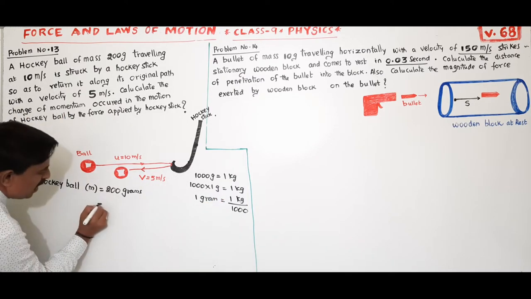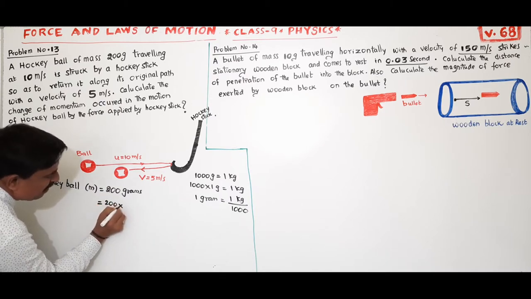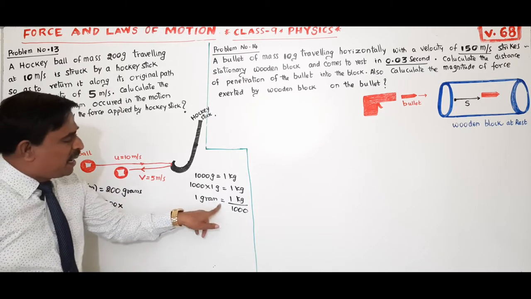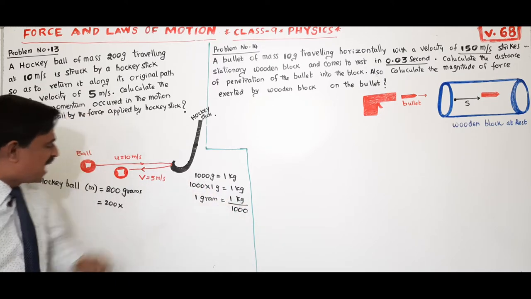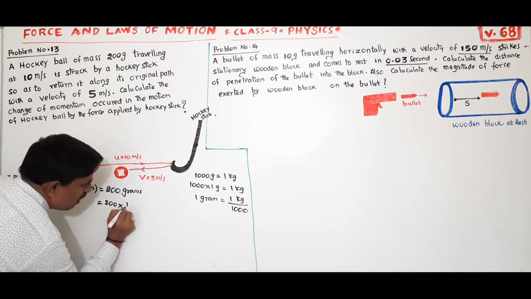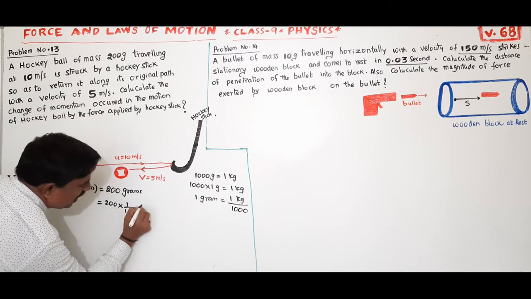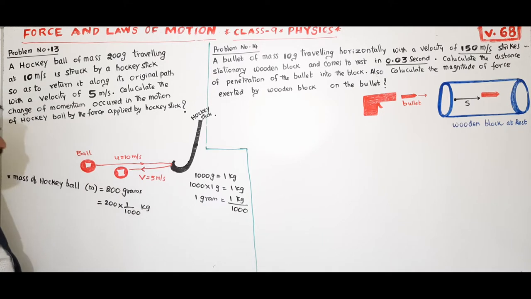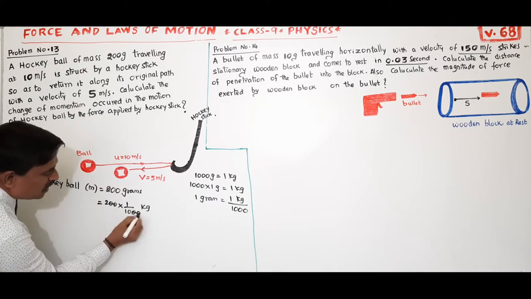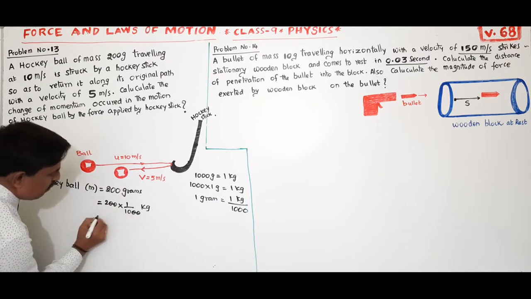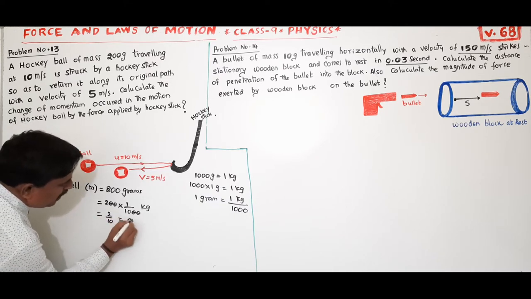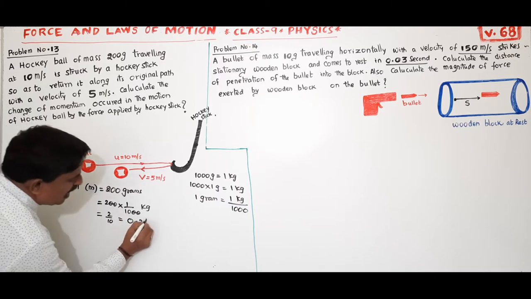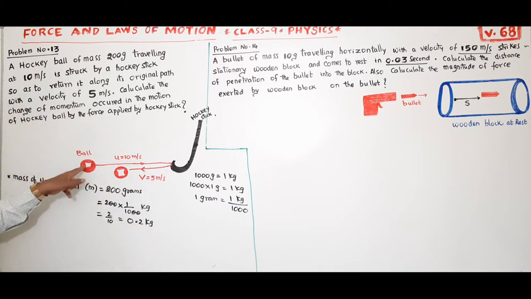Otherwise, I am writing 200 gram. Gram means 1 by 1000 kg. Last two zeros, nothing but 2 by 10. 2 by 10 means 0.2 kilogram. Mass of the hockey ball is 0.2 kilogram.